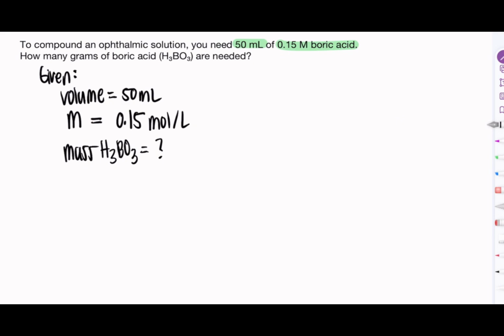Now, the next step is to convert, right? So we have to convert what needs to be converted, which is the volume, because it is still in milliliters. Now, 50 milliliters times 1 liter over 1000 milliliters. That cancels out the milliliter unit. It will be 0.05 liters.